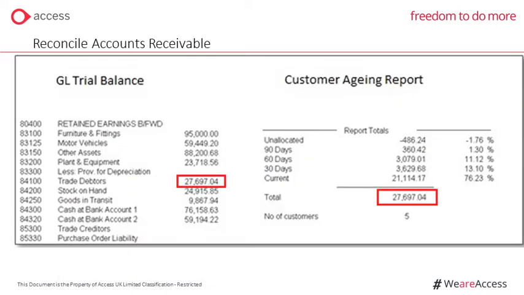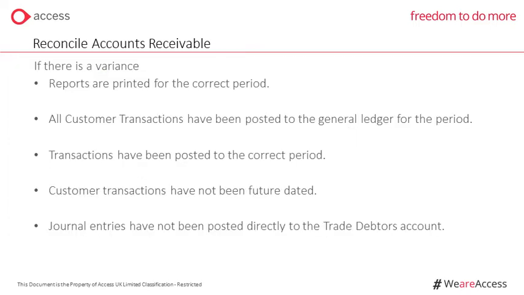Before closing the books at the end of each reporting period, verify that the total of the customer aging report matches the trade debtor's control account balance in the general ledger. Doing so ensures that the amount of accounts receivable reported in the balance sheet is correct. If there is any variance, check the following: that the P&L balance sheet report and the customer aging report are printed for the correct periods, that all customer transactions have been posted to the general ledger for the period.